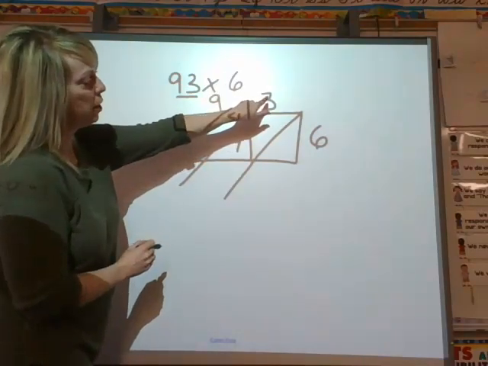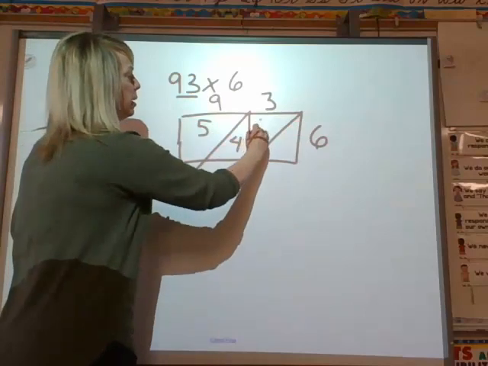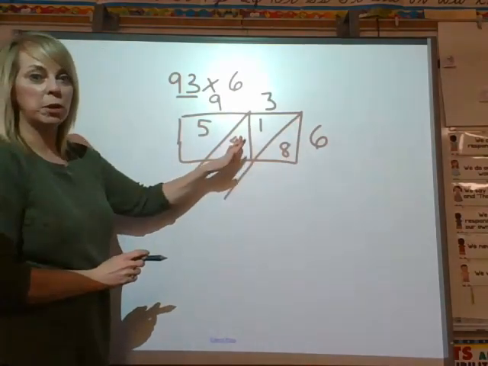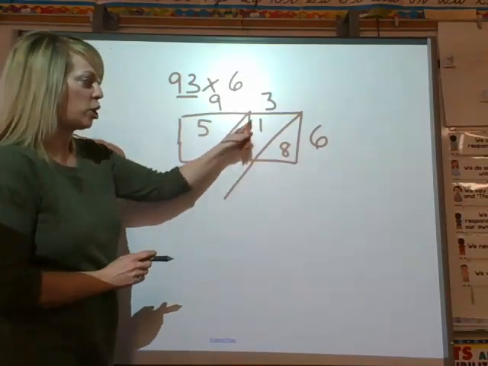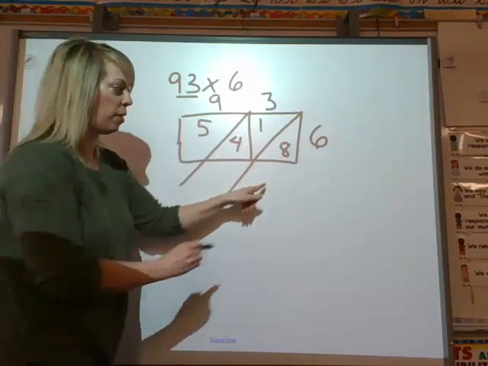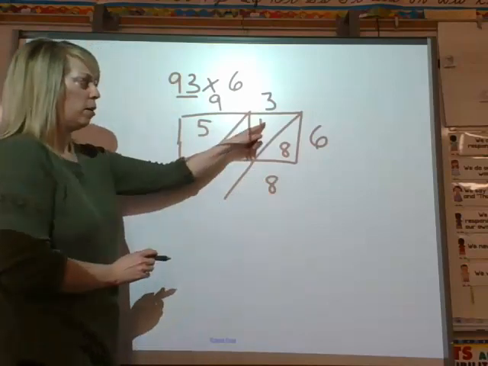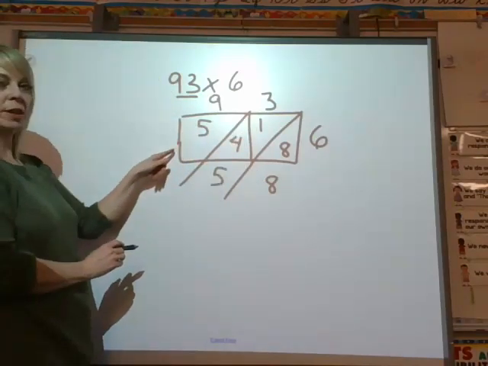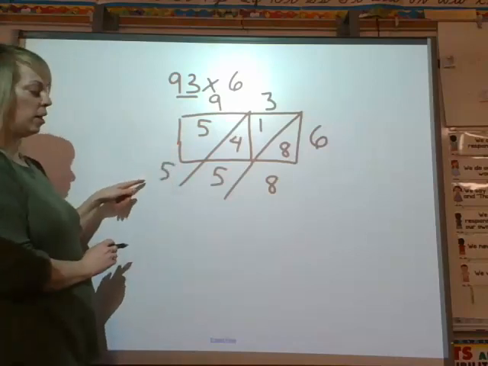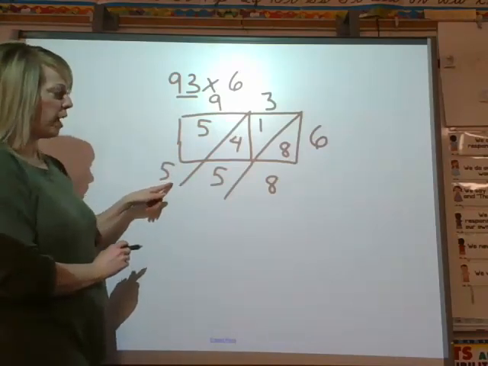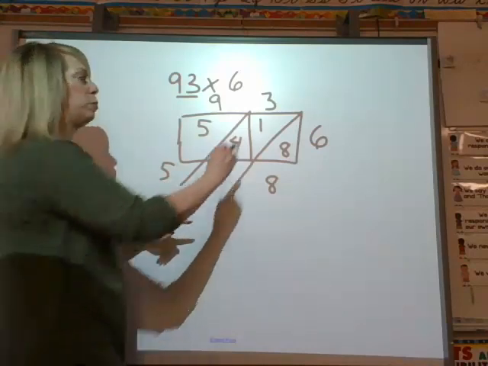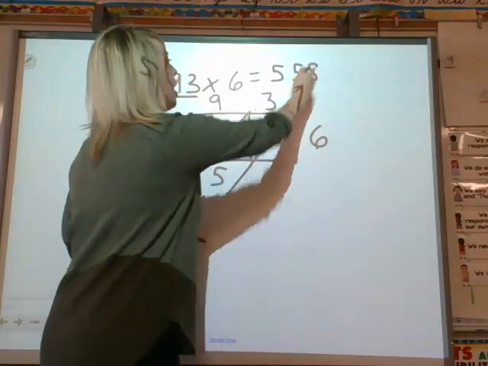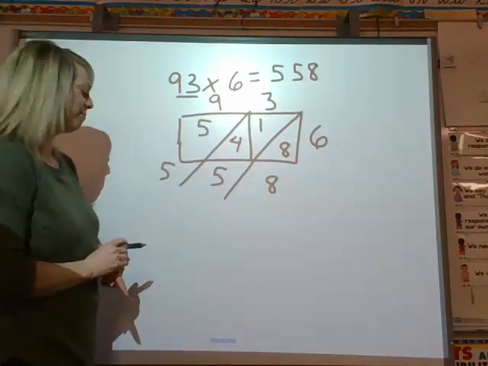Now I move to my 3. 3 times 6 is 18. Now I'm done my multiplying. My next step is to add each diagonal. So 8 plus nothing is going to give me 8. 4 plus 1 is going to give me 5. And 5 plus nothing gives me 5. Now I read my numbers from left to right. 558 would be my product. So 93 times 6 is 558.